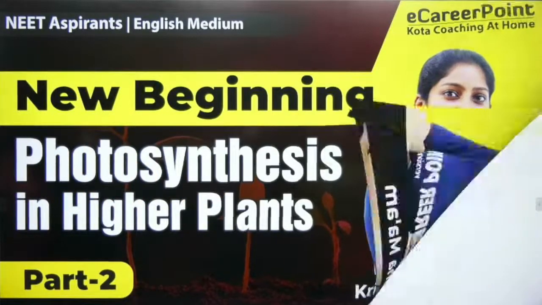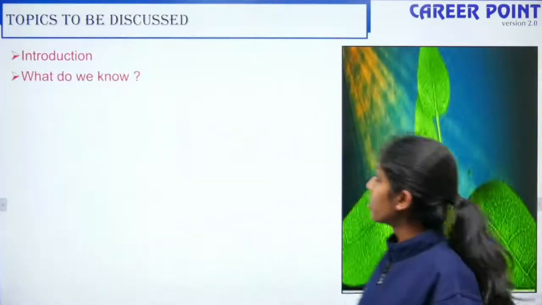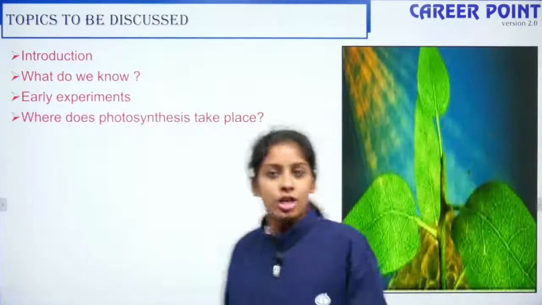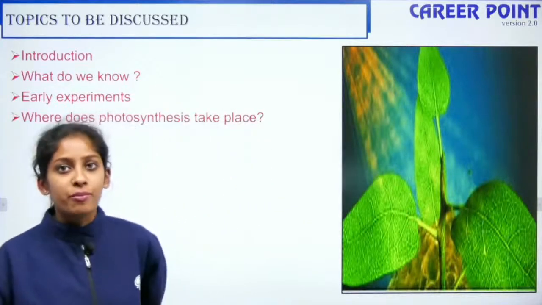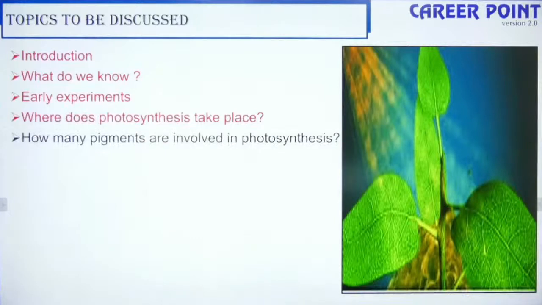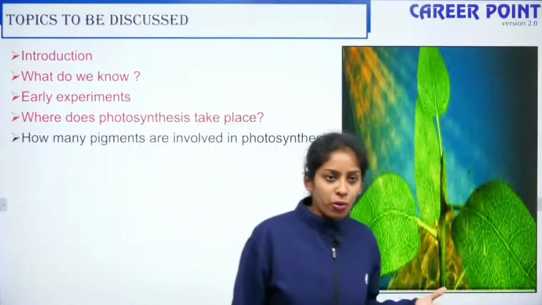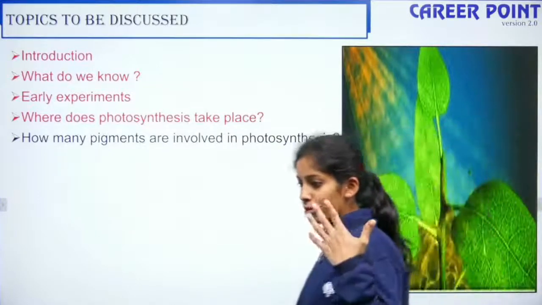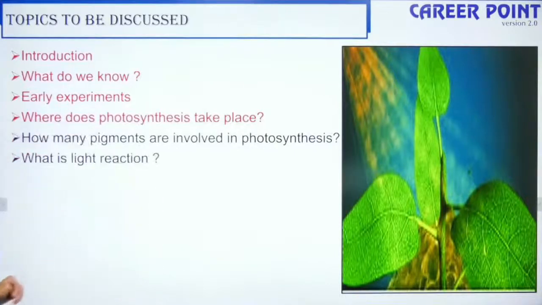Photosynthesis in higher plants, lecture 2. The topics that we shall discuss today. What do we know? We read about some early experiments, and we know photosynthesis takes place in the chloroplast. I will quickly recap the structure of the chloroplast so that you remember it. How many pigments are actually involved in photosynthesis? All we know is chlorophyll, but apart from that we have 3 more: chlorophyll a, chlorophyll b, xanthophylls and carotenoids. So actually 4 pigments are involved in photosynthesis.